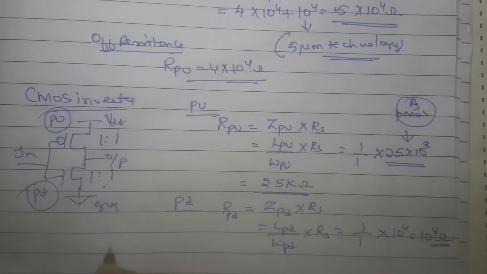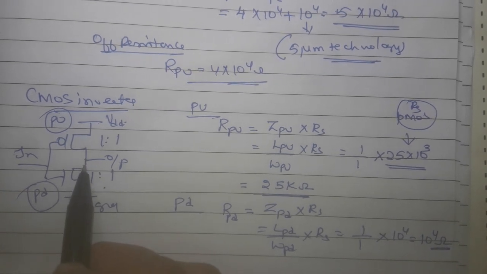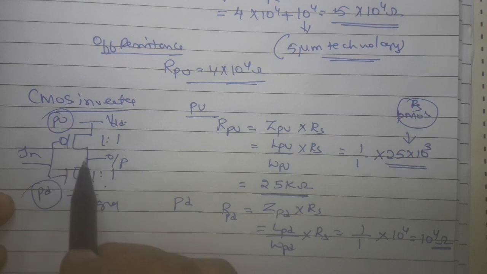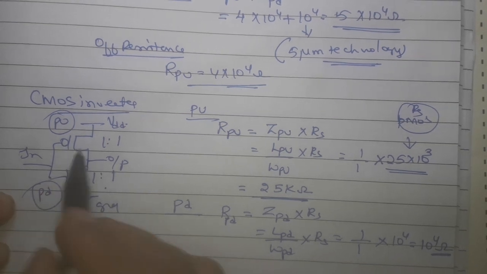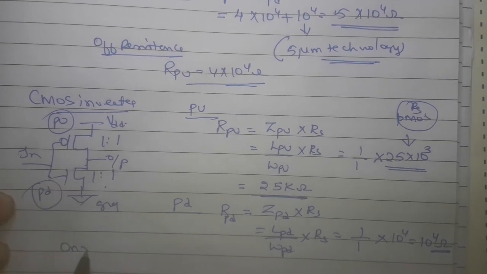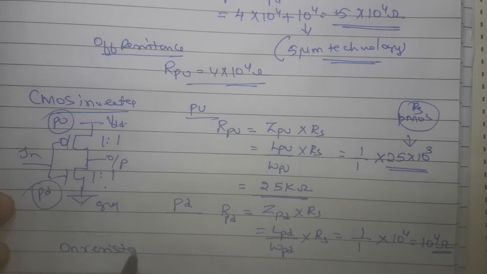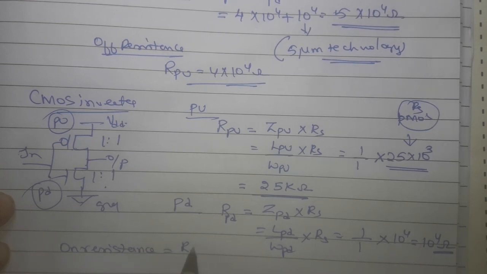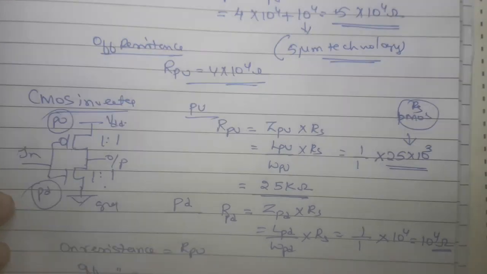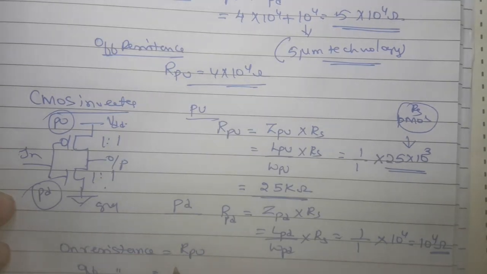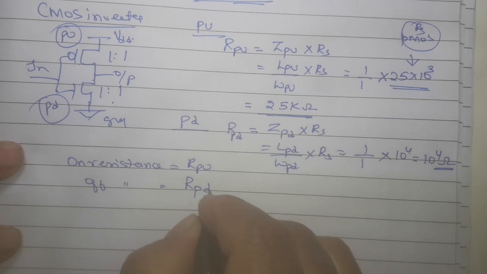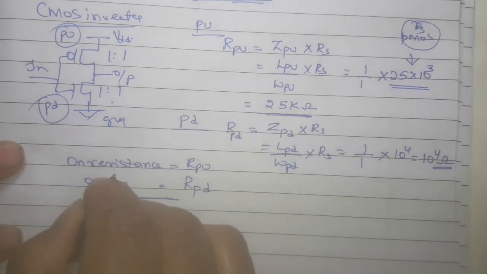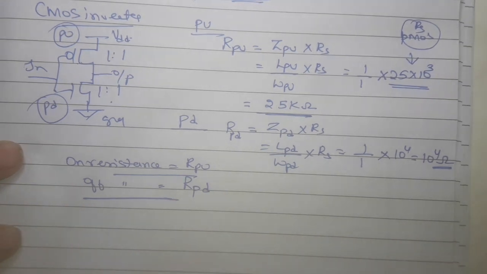Okay. What is on resistance? On resistance means when this particular transistor is on, the output node is going to get charged to VDD. So, that is the time when only PMOS is conducting. So, on resistance will be the same as your R pull up, and off resistance means the output node is pulled to ground by NMOS. So, that will be your R pull down. So, this is all about sheet resistance.